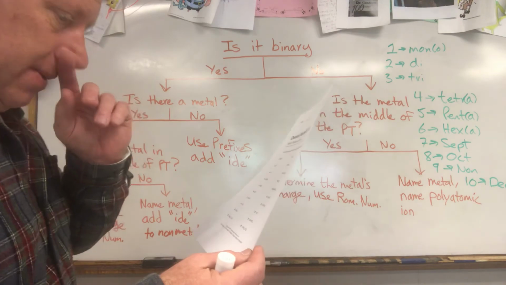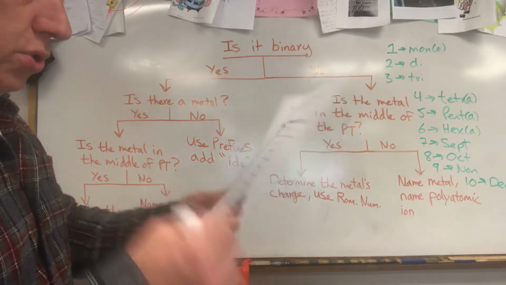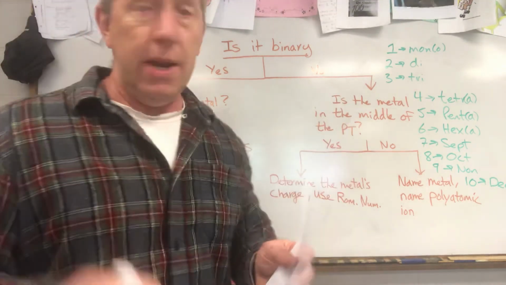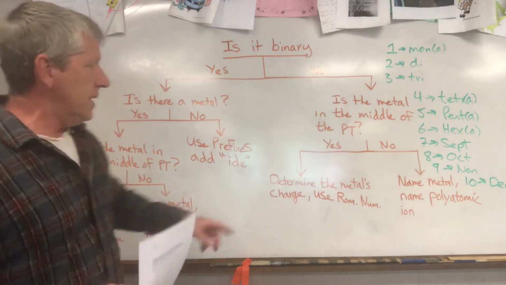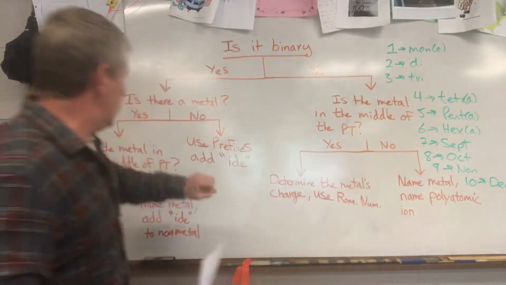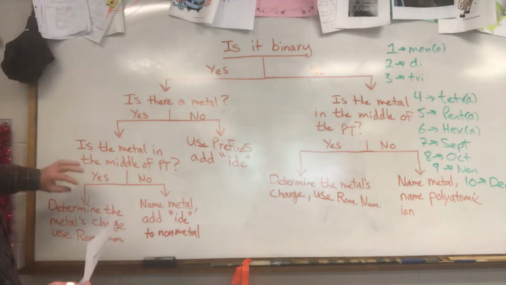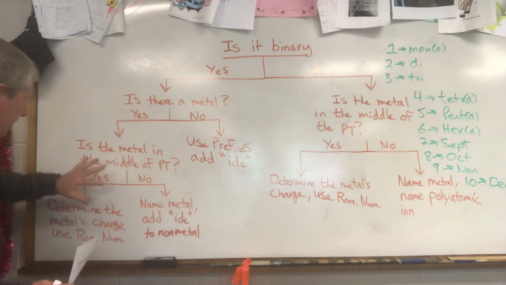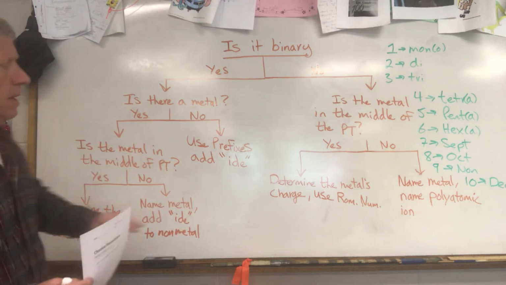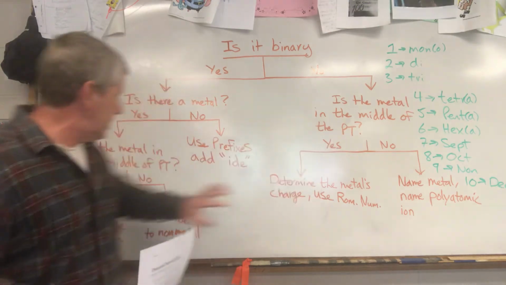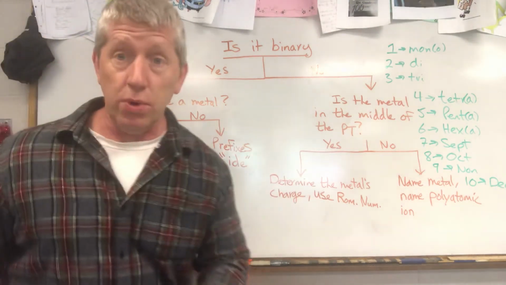Okay, let's flip over to side 2. This is where it gets some fun. You might have noticed that we have done a couple of compounds here. No, we haven't done any yeses. If the metal's in the middle of the periodic table, here and here, what would we do? That's where the real fun begins.